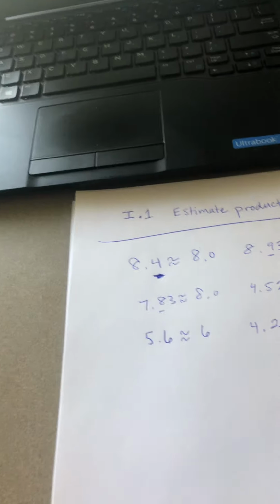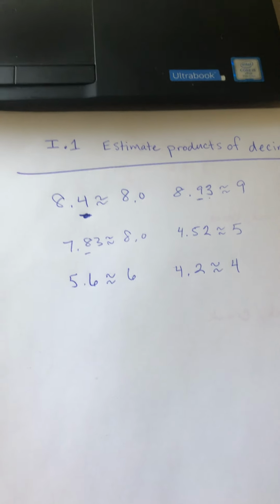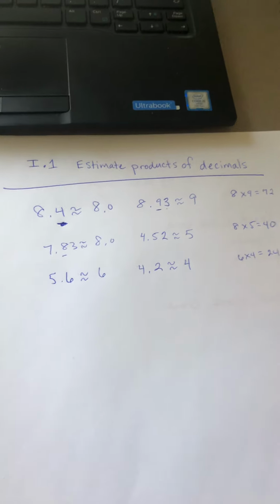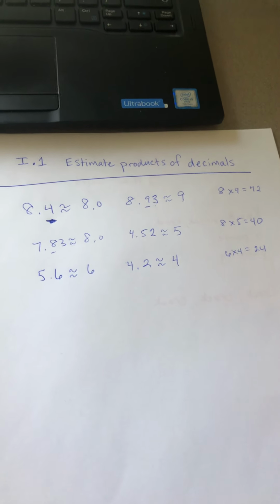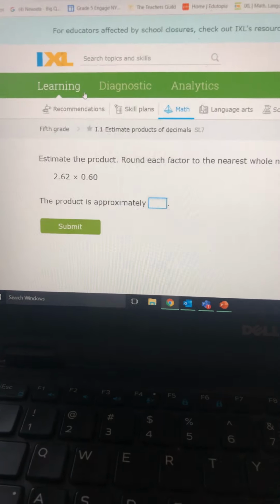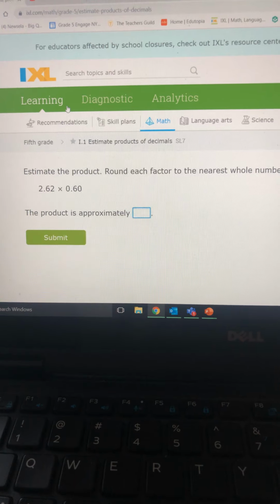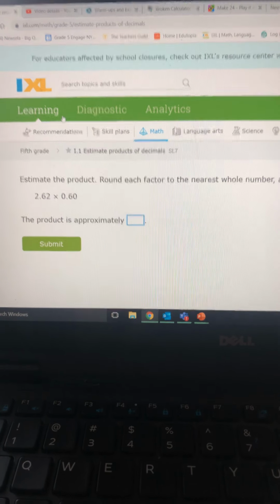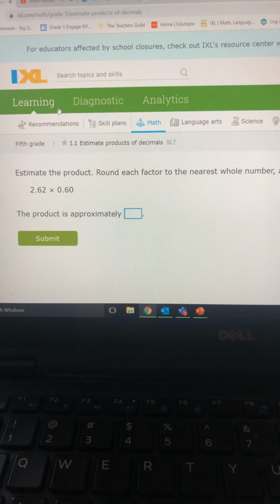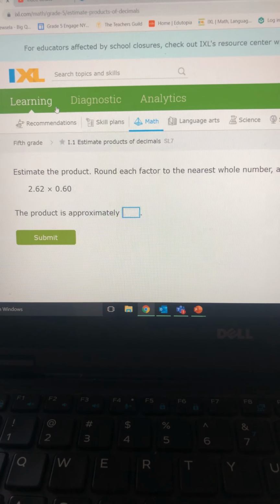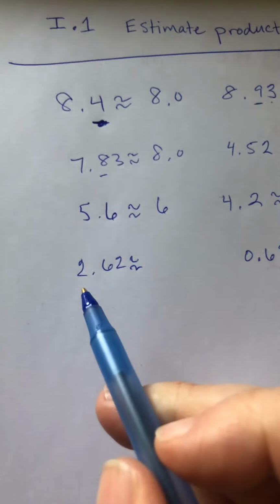Okay, so I'll do one more from here, and then I want to move on to the next part, because I feel like this is pretty straightforward, and you guys know rounding pretty well. So let's go to the next question. 2.62 is approximately what? Times 0.6. Okay, so 2.62.